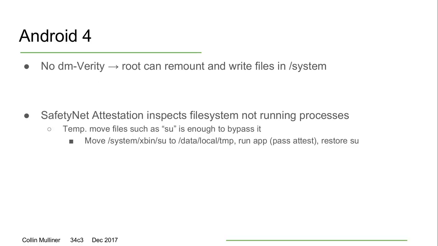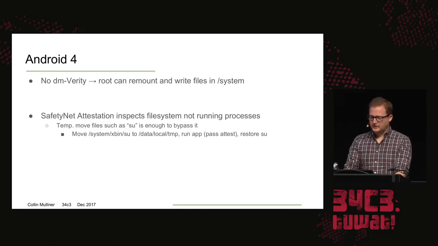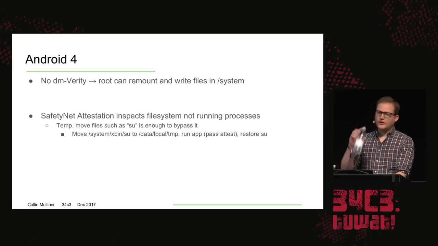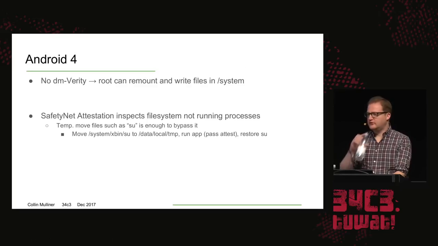That also is another indicator of what you should do. If you only run SafetyNet on app startup, you can do things like that. But say if you use it more often, at random intervals, just the backend server at random intervals says, hey, can you rerun this attestation for me? Those things have become a little bit harder. Of course, none of this is documented at all.